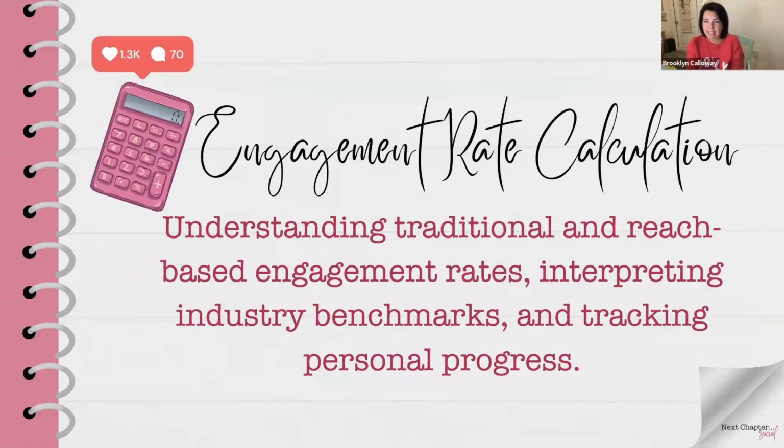This is where I kind of geek out a little bit. And so you're going to want to screenshot this. If this is important to you to figure out, this is something that you can do after class, or you can pause right now. The engagement rate calculation, understanding traditional and reach-based engagement rates. There's two. There's the traditional, that's the industry standard, and then the reach-based engagement rate actually gives you a more accurate depiction of what your actual engagement rate is, and interpreting the industry benchmarks and tracking your personal progress.